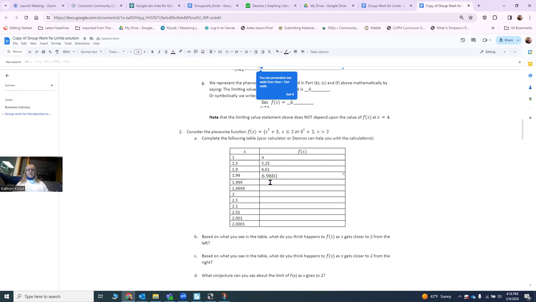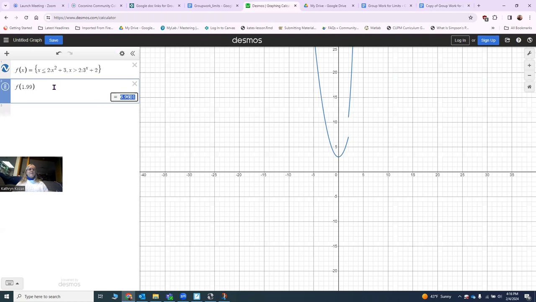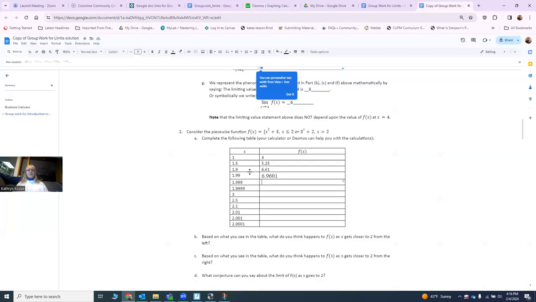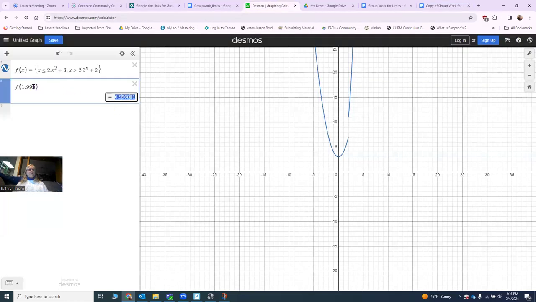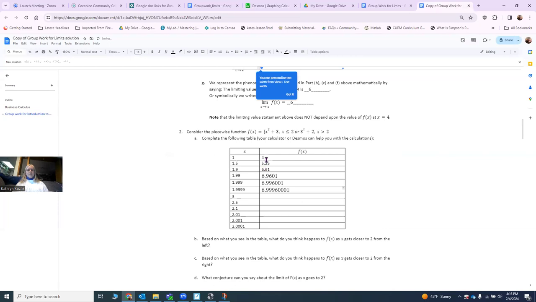So that's 6.901, then 1.999. And that way you don't have to actually type all this and remember all those decimal places. You can just copy them and paste them. And then 1.9999. So add one more 9 on there. So it looks like we're getting closer and closer to the number 2, but not actually being the number 2. And we can see these numbers are going from 4 to 5.25 to 6.61 to 6.96 to 6.996 to 6.9996. So it looks like we're getting closer and closer to the number, maybe 7.